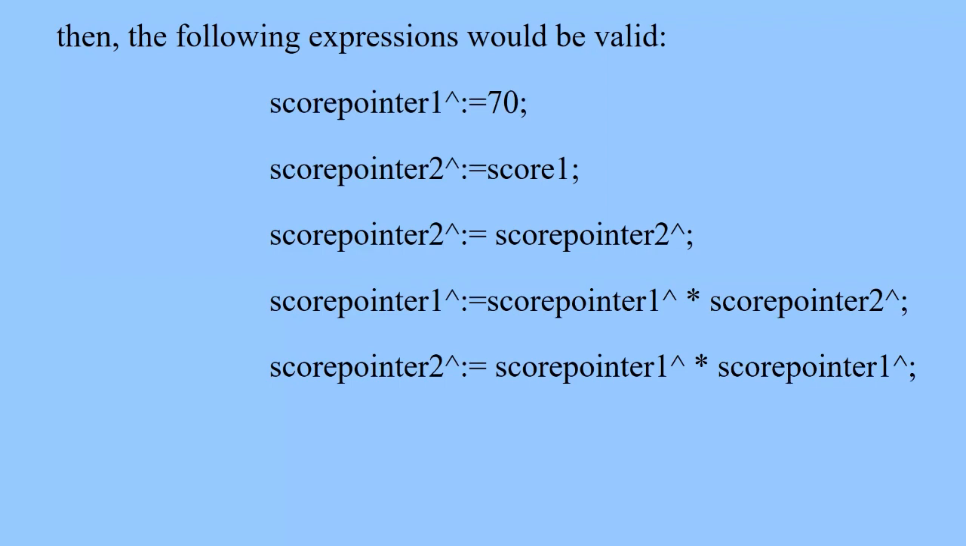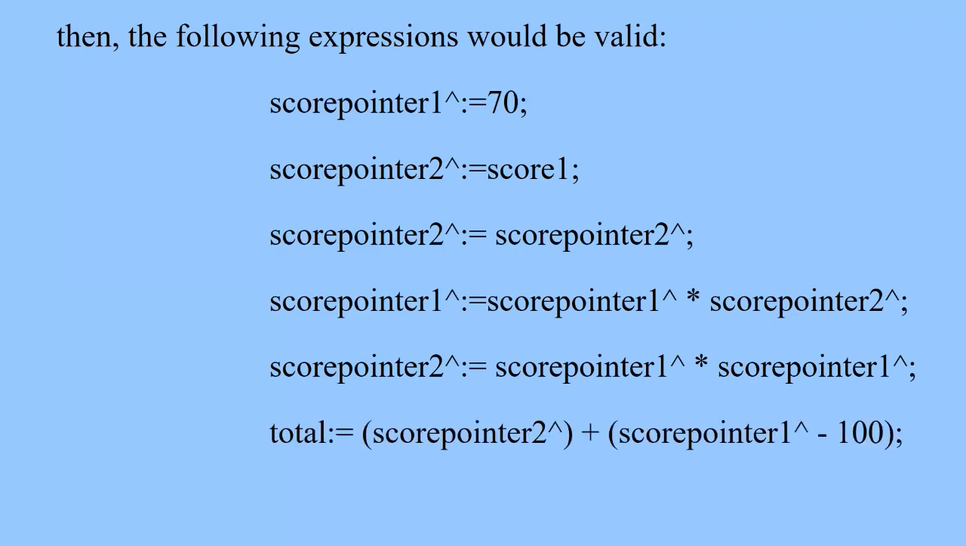Then this statement means that pick the content of the memory location being pointed to by the pointer called score pointer 1 and multiply it with the content of the memory location being pointed to by score pointer 1, and assign the results into the memory location being pointed to by the pointer called score pointer 2.